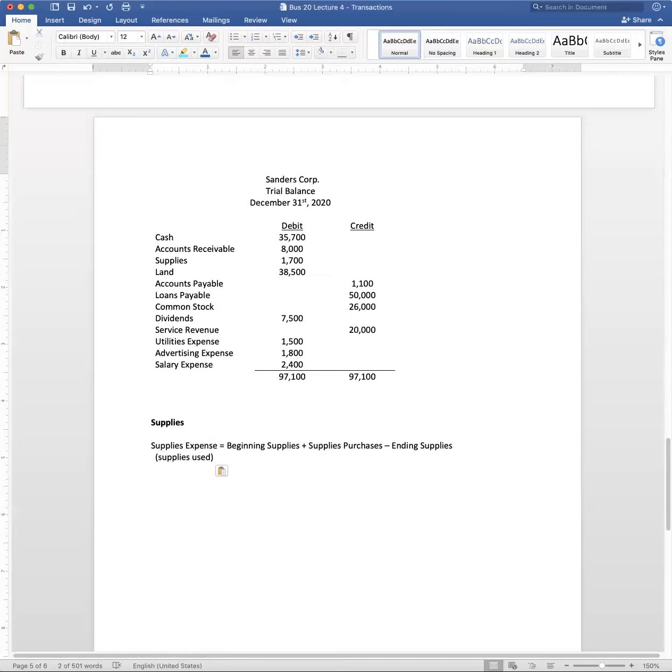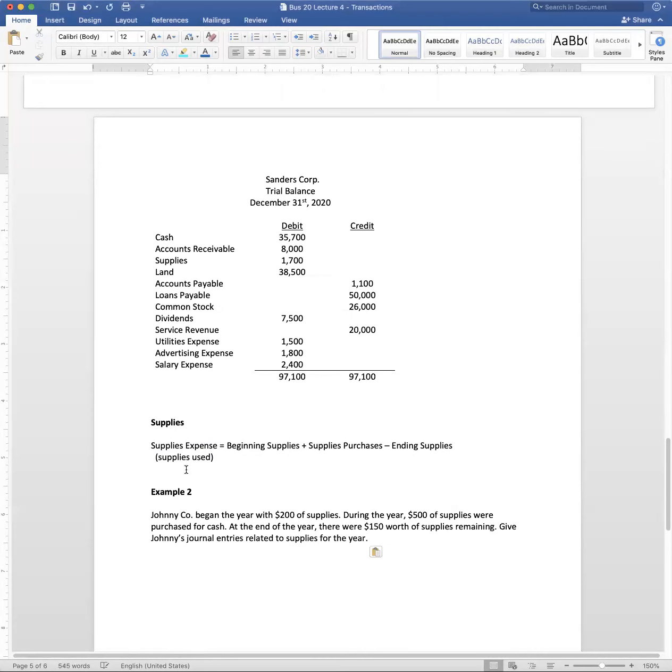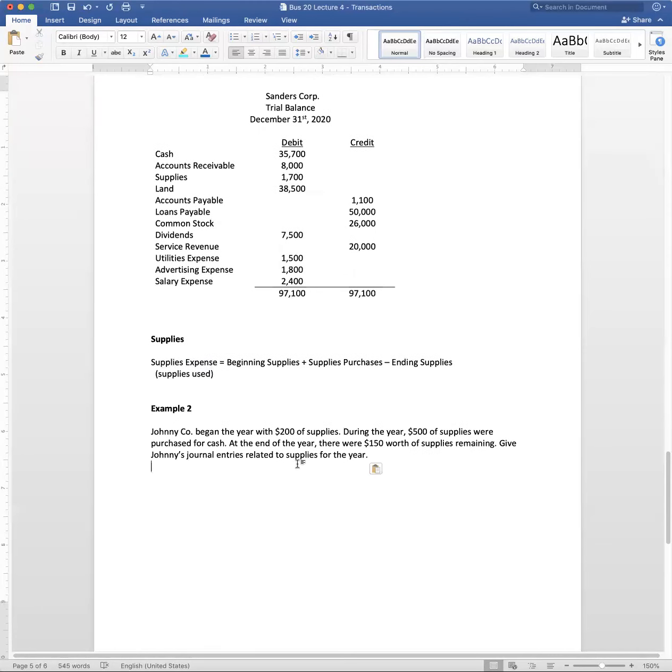All right, so let's take a look at an example. Johnny Company began the year with $200 of supplies. During the year, $500 of supplies were purchased for cash. At the end of the year, there were $150 worth of supplies remaining. Okay, so we're going to give Johnny's journal entries related to supplies for the year.